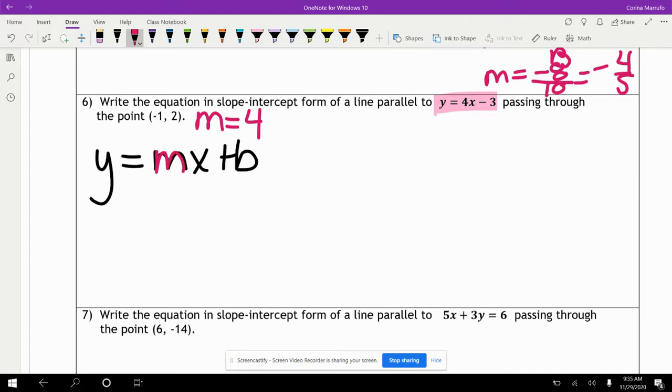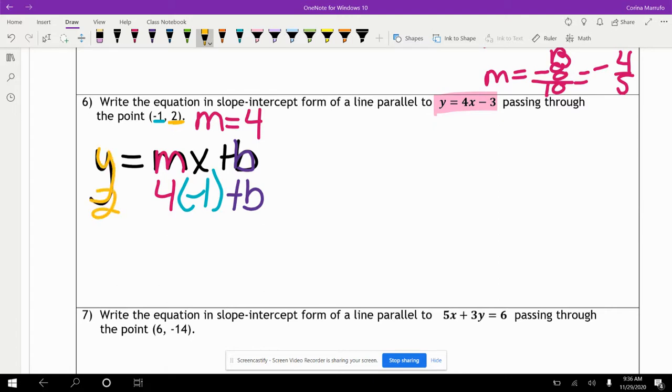So instead of m, I'm going to go ahead and write a 4. And we need to figure out what b is. We don't know what b is, and the way that we figure that out is by taking the given point. They give us the point, negative 1 is our x value. So instead of x, I'm going to put a negative 1. B, we don't know. That's what we're looking for. So I'm going to leave it as b. And then instead of y, we're going to plug in a 2.